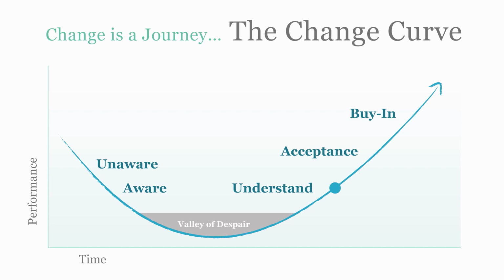Another dynamic to the curve is that stakeholders can move back and forth horizontally on the curve. Say that one day we're told there's going to be an organizational change, but our team won't be affected.